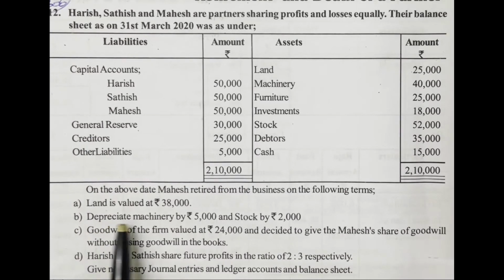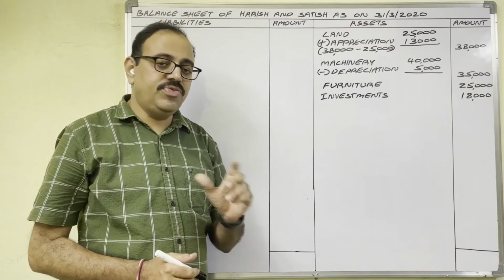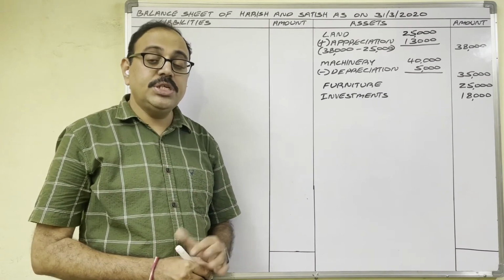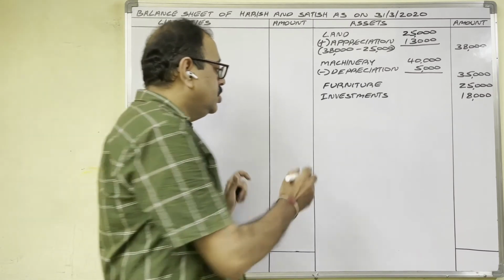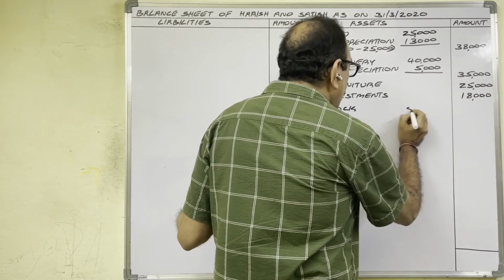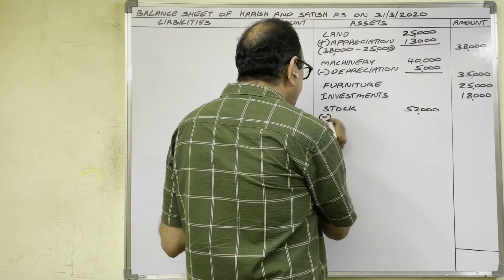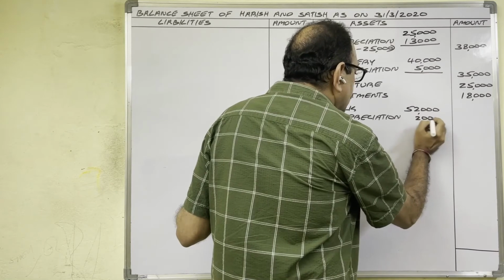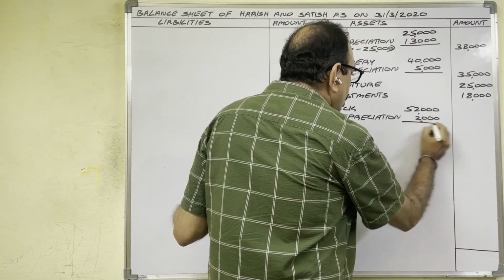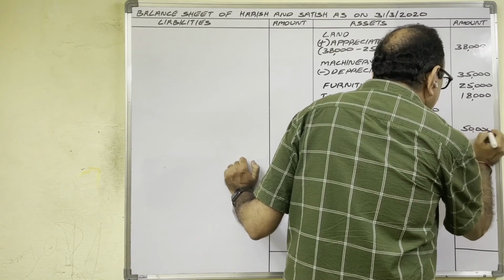Adjustment: depreciate stock by 2,000 rupees. Stock cost price is 52,000 and depreciation is 2,000. So market value is 50,000. Stock in the inner column cost price 52,000 rupees minus depreciation 2,000 rupees. In the outer column market value of stock 50,000 rupees.